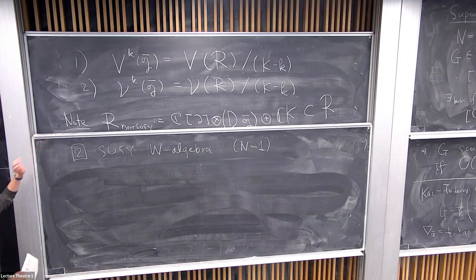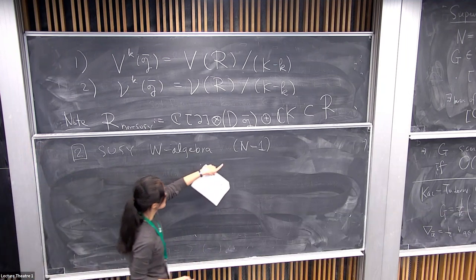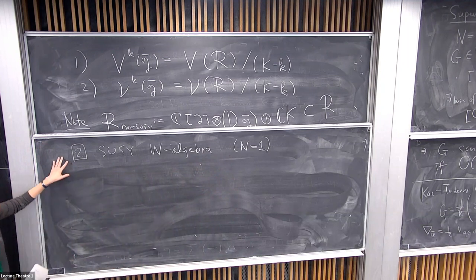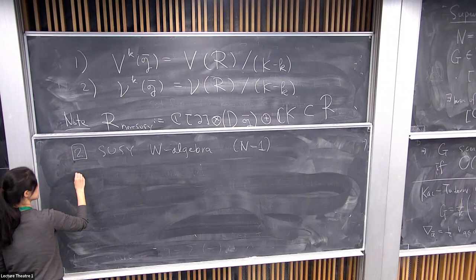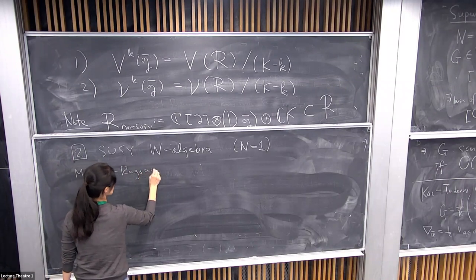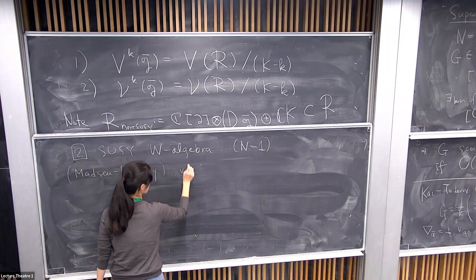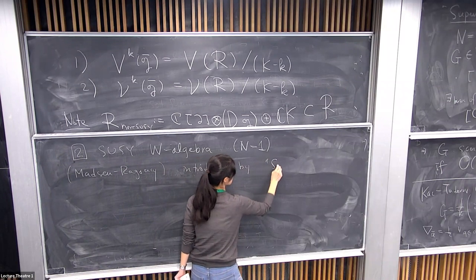So, okay, so I can go to supersymmetric W-algebra. So it is the n equals one case. It's not an object in physics, I guess. When I first wrote the paper about supersymmetric W-algebra, I referred to the paper of Mantz and Ragusy. It's introduced by superfield homomorphism.